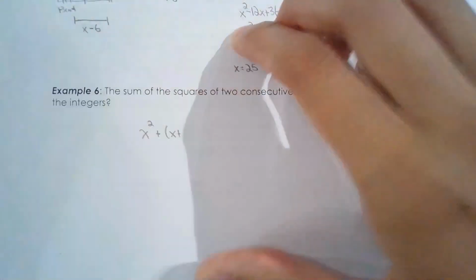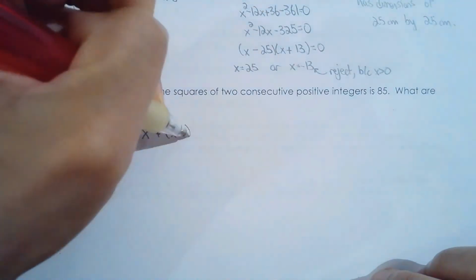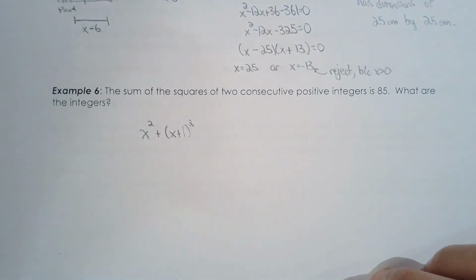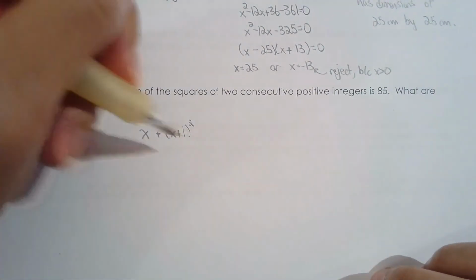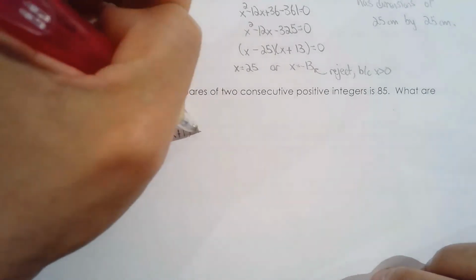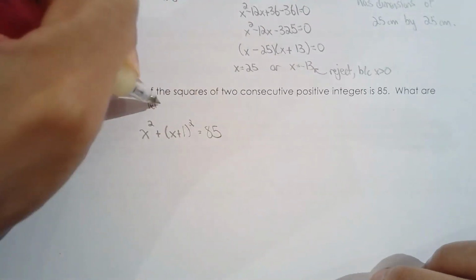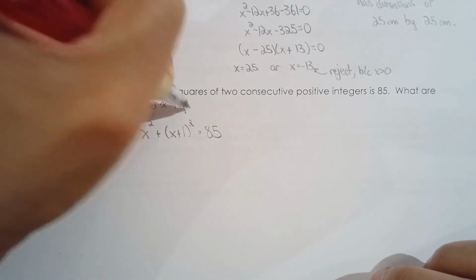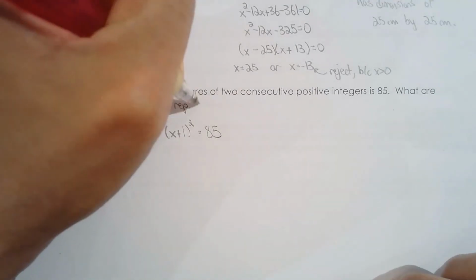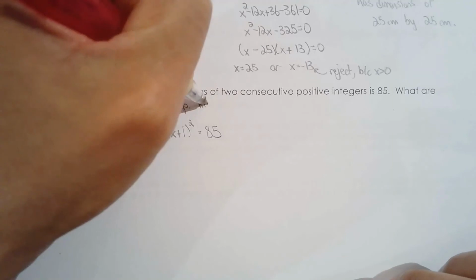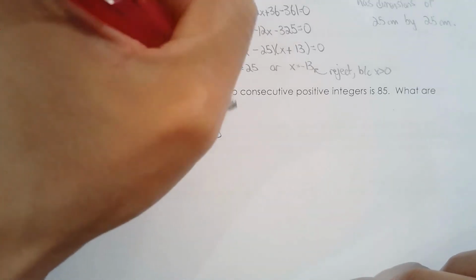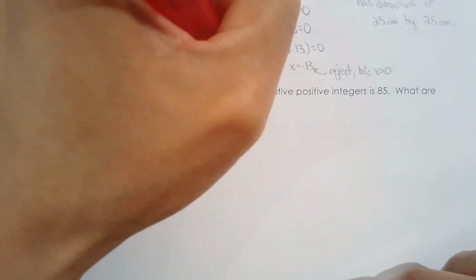So x plus 1. They're consecutive positive integers. You could do x and x minus 1. Squared, plus, is 85. Okay, let's do a quick let statement: let x represent the first of two consecutive positive integers.